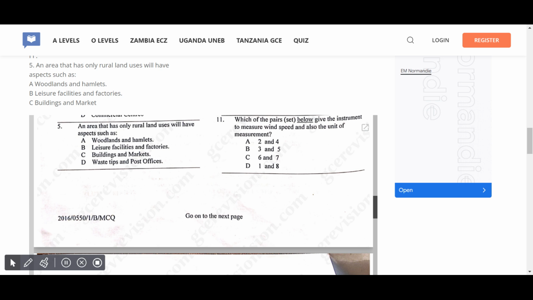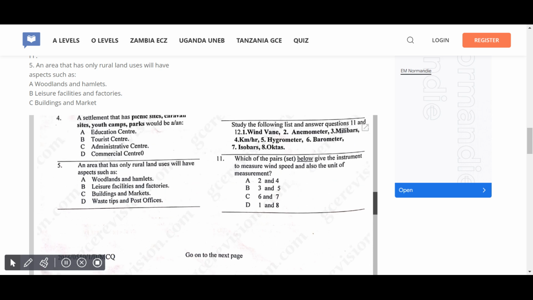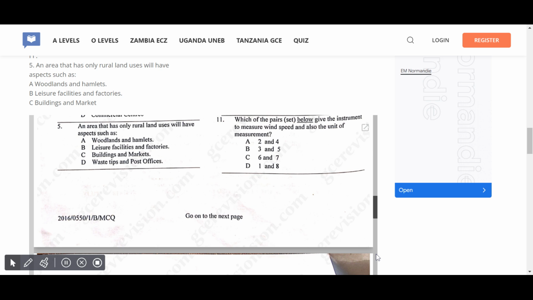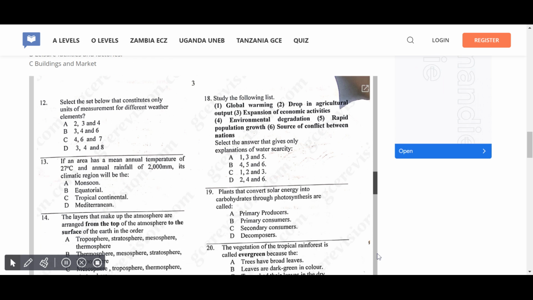Which of the pairs or sets below give the instrument to measure wind speed and also the unit of measurement? The answer is A. Question 12.